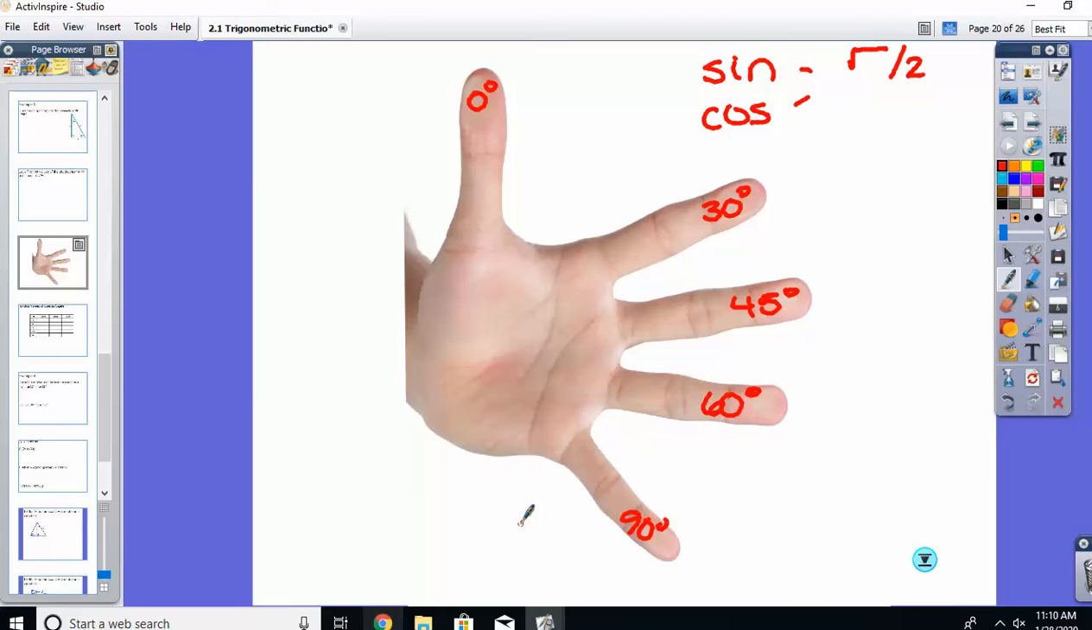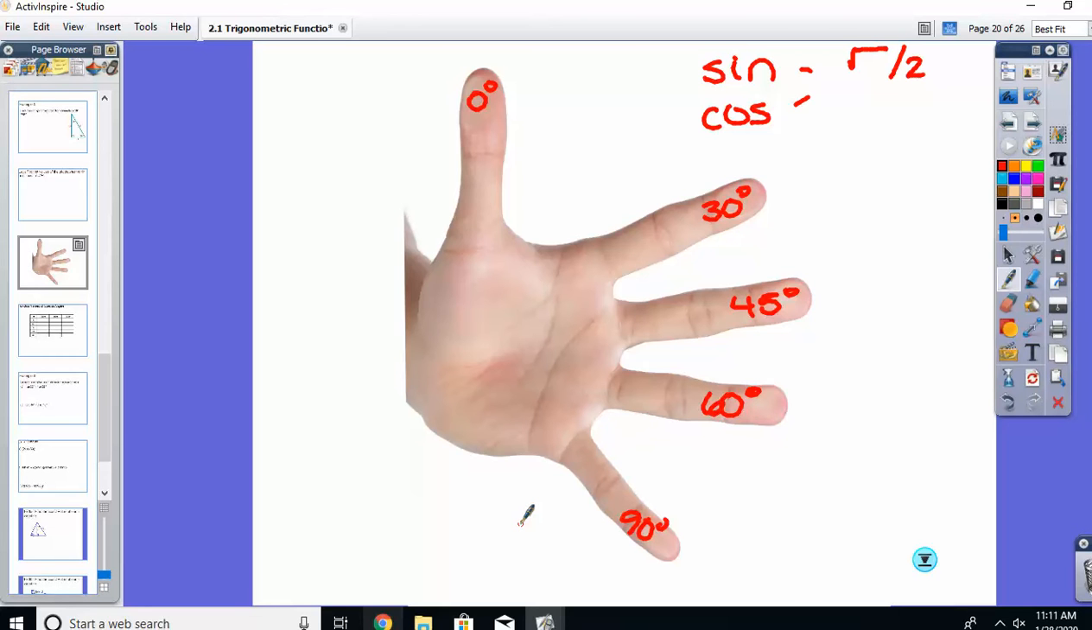So at 30, you fold in your 30 degree finger. So the sine of 30 degrees, sine is the number of fingers above the one we folded in, so that would be 1. So it's the square root of 1 over 2, which is, square root of 1 is 1, so just a half. Isn't that what we wrote down yesterday for the sine of 30? If I want cosine of 30, cosine is the fingers below, so we have 3 fingers below, so cosine of 30 is radical 3 over 2.